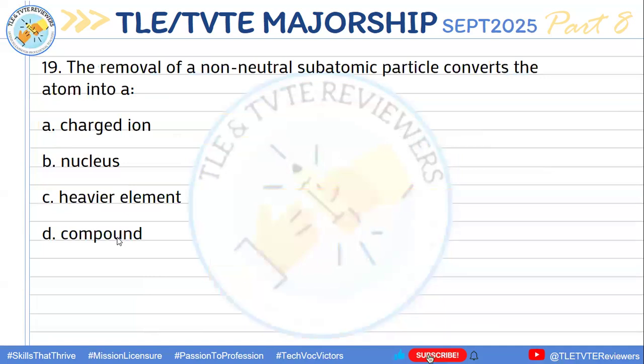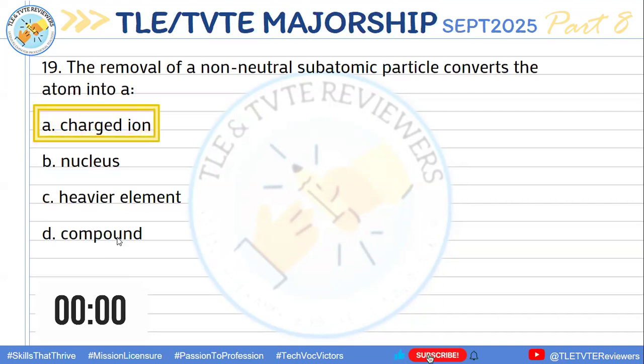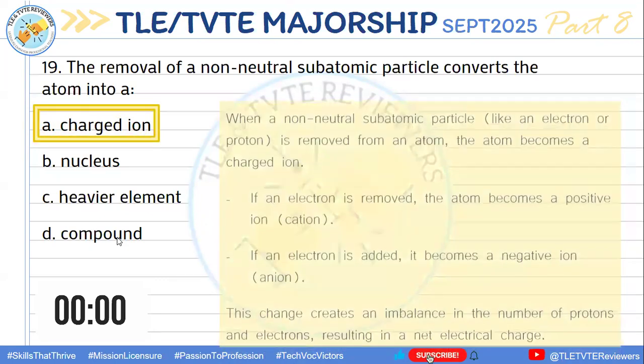Number 19, the removal of a non-neutral subatomic particle converts the atom into A. charged ion, B. nucleus, C. heavier element, D. compound. Answer letter A, charged ion.